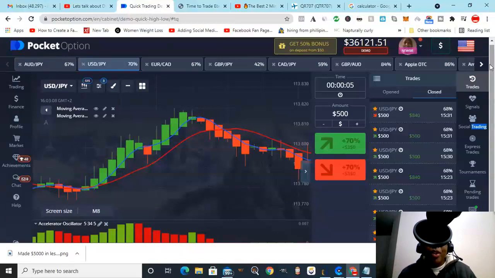Okay, guys? So I'm going to show you how to trade using the 5 seconds strategy on Pocket Options. Pocket Options has enabled this feature in the last few weeks, and I can see there's a lot of gurus attempting to teach this. Some of those guys, don't fall for it. It's just going to blow your accounts, guys.